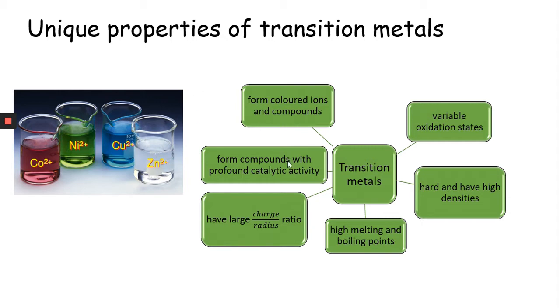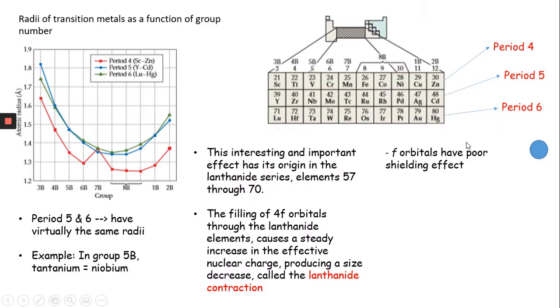Other than that, transition metals can also form compounds with profound catalytic activity, meaning that for organic reactions, normally a catalyst that is employed in the reaction comes from the transition metals group. Another very important property is that they have a large charge to radius ratio. The other properties are high melting and boiling points, being hard and having high densities, and they can also show variable oxidation states.